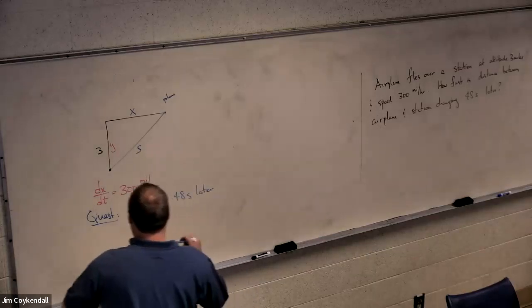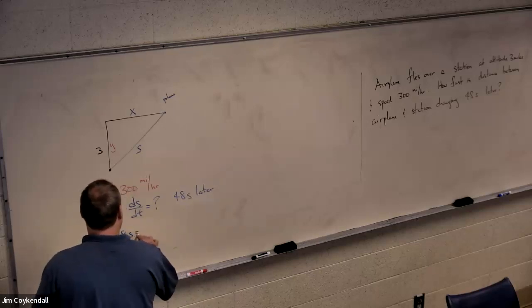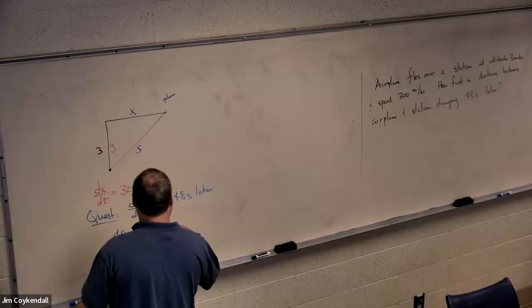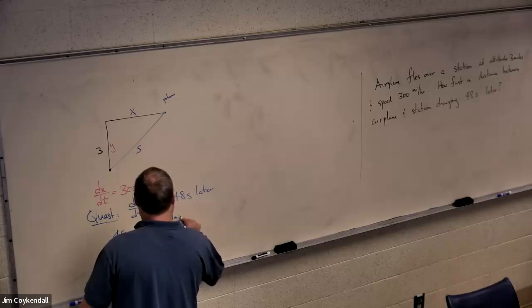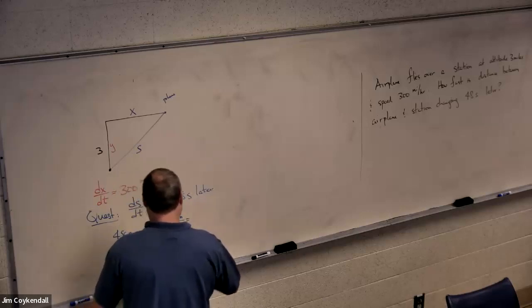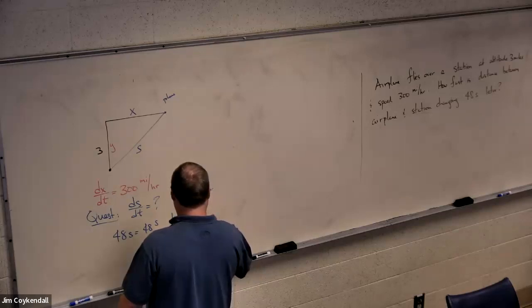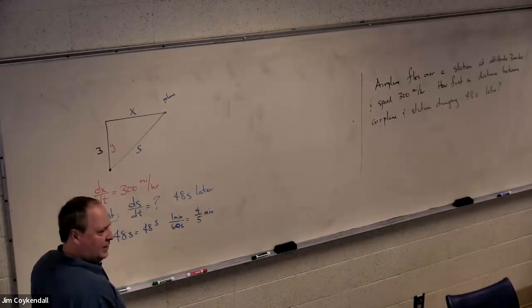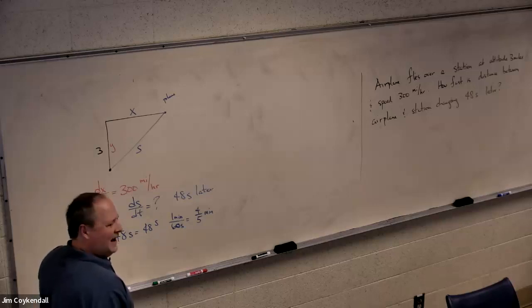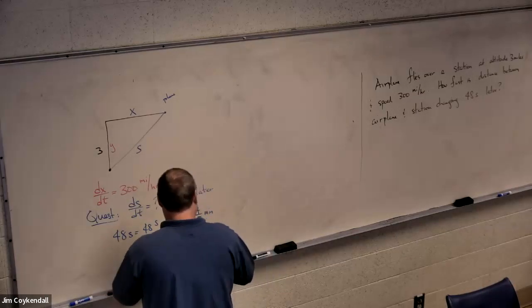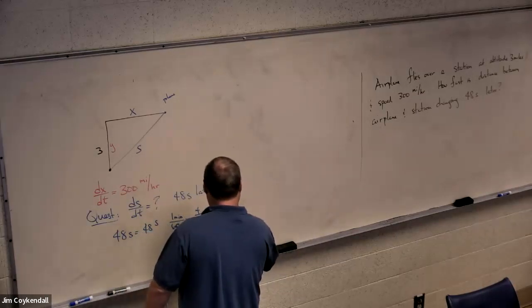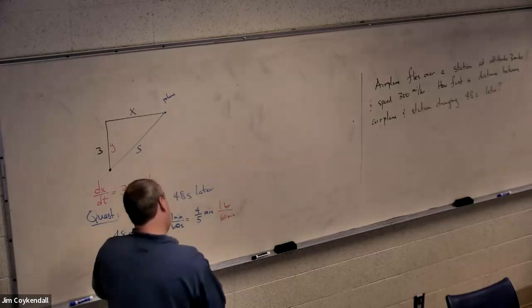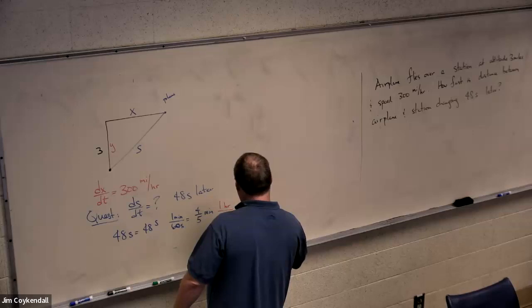Okay, let's do this. 48 seconds. 60 seconds is 1 minute. So this is equal to 4/5 of a minute. And I guess we should convert this into hours, right? Let's multiply this by 1 hour over 60 minutes. So this is 1/75 hours.